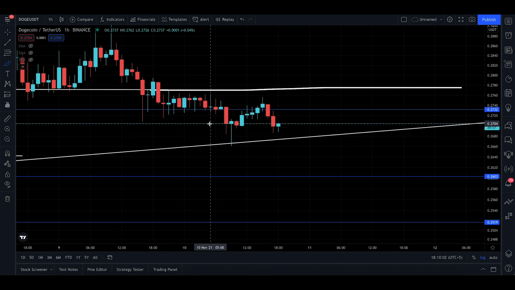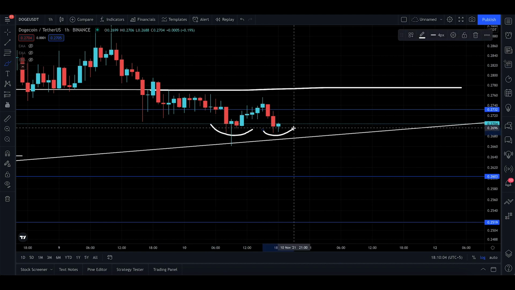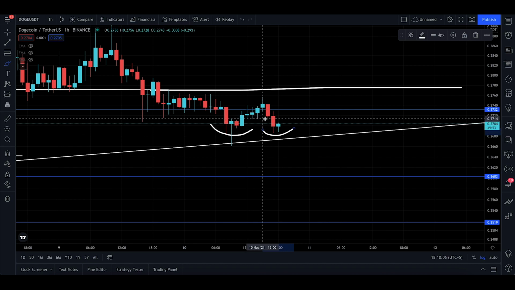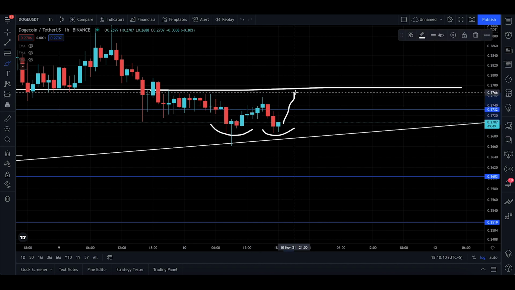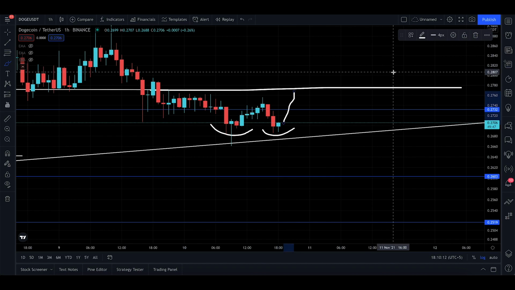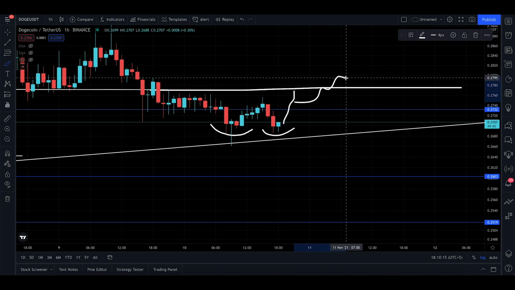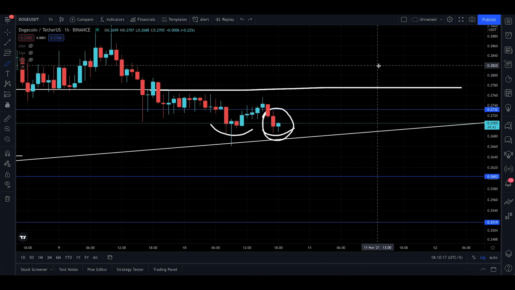And on the 1 hour time frame, I do think we are making a double bottom, the first bottom, the second bottom, and this one is looking to close very, very positive. I do think we might go back up here to 0.2768. Yes, we are going to consolidate for 4 days here and there.